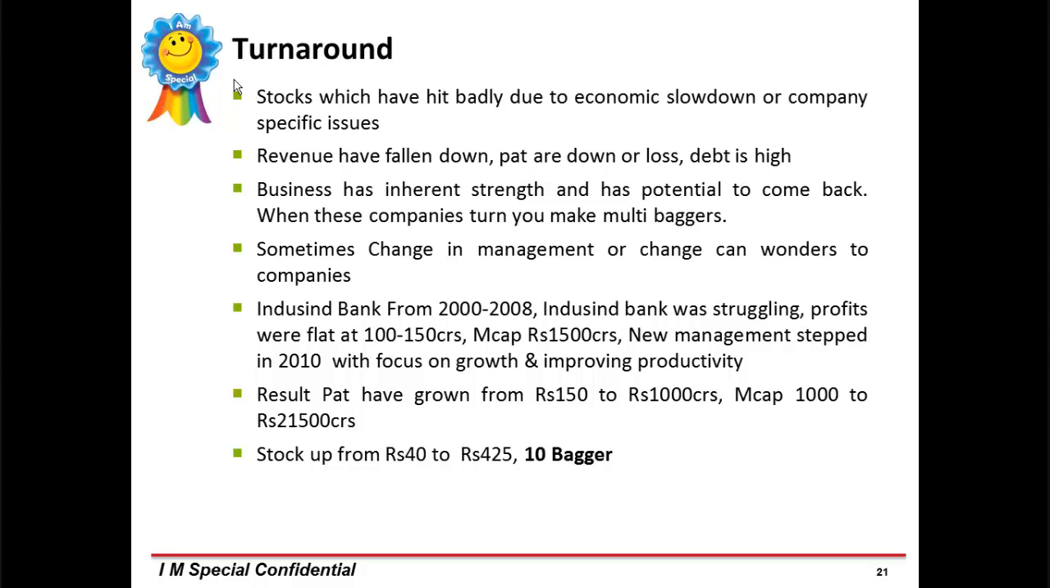Then we have turnaround stocks. Turnaround stocks are stocks which have been hit badly due to economic slowdown or company-specific issues. Revenues have fallen, PAT is down or they are making losses. They have high debt in their books. But the business has inherent strength and potential to come back. When these companies turn, they again make multi-baggers. Sometimes a change in management or just a change in strategy can work wonders for the company.